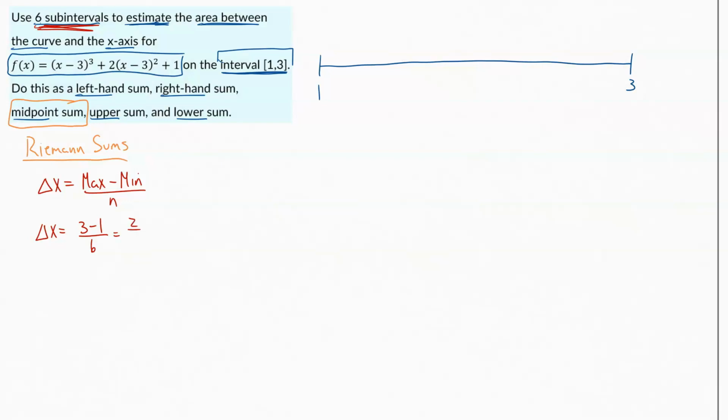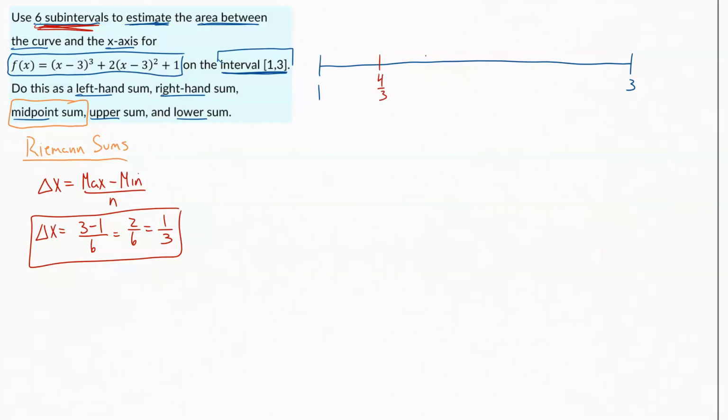That gets us 2 over 6. This is going to simplify down to 1/3. So our delta x is 1/3. That's how often we need to put a new tick mark for our new intervals. So starting at the left-hand side at 1, I add 1/3 to that, and I get 4/3.